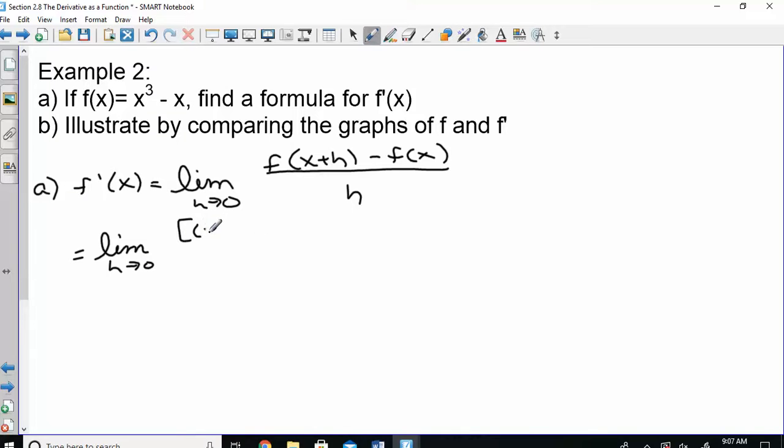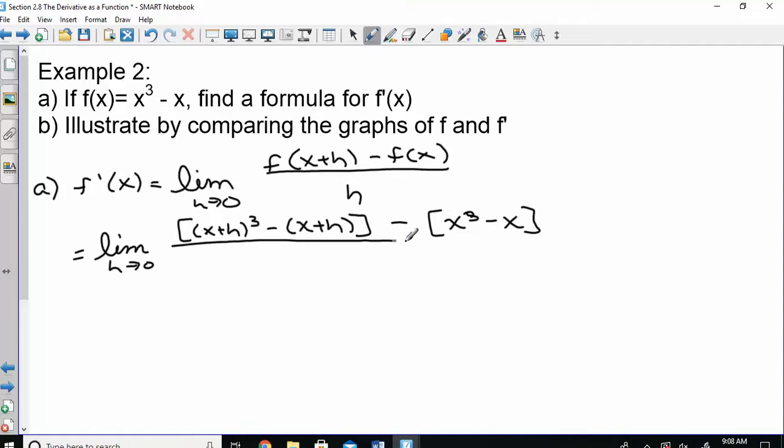So f of x plus h will be (x plus h) cubed minus (x plus h), minus f of x would just be x cubed minus x, all over h.